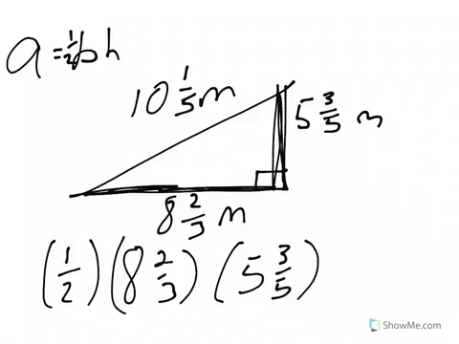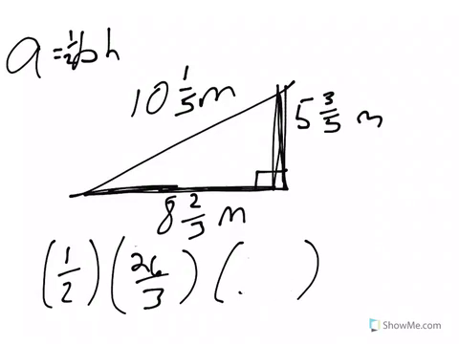Another way we could look at this, to make it a little bit easier to multiply, is we can convert these mixed numbers into improper fractions. So we could say 8 times 3 is 24, plus 2 is 26. The denominator stays the same, so we end up with 26/3. And then over here we have 5 times 5 is 25, plus 3 is 28, so we have 28/5.